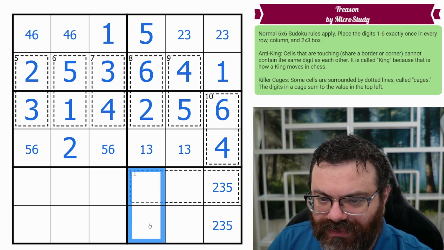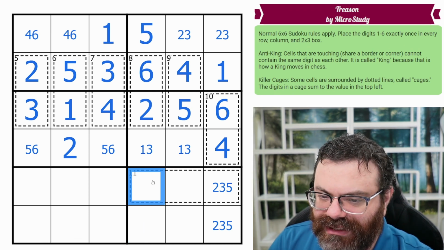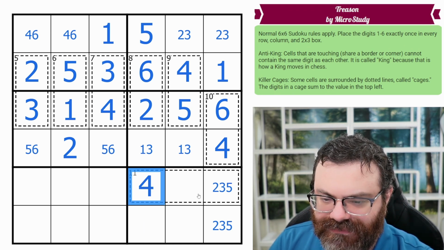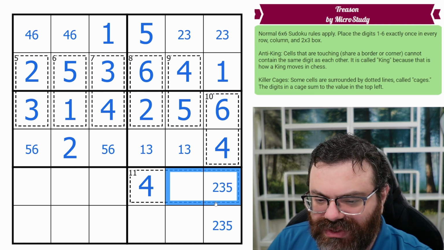Okay, what's the triple here? 1. This is a naked single then, because it sees 1, 2, 3, 5, 6. So this has to be a 4. Okay, so now we know that these 2 add to 11 minus 4, which is 7. These 2 add to 7.